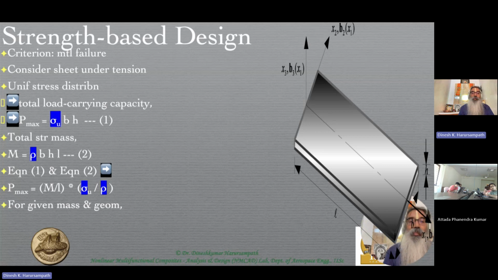So for that given mass and given geometry, very clearly P max is proportional to sigma U by rho. And if it's proportional to sigma U by rho, then that is the material performance index for a strength-based design. So this is the takeaway from this particular slide.